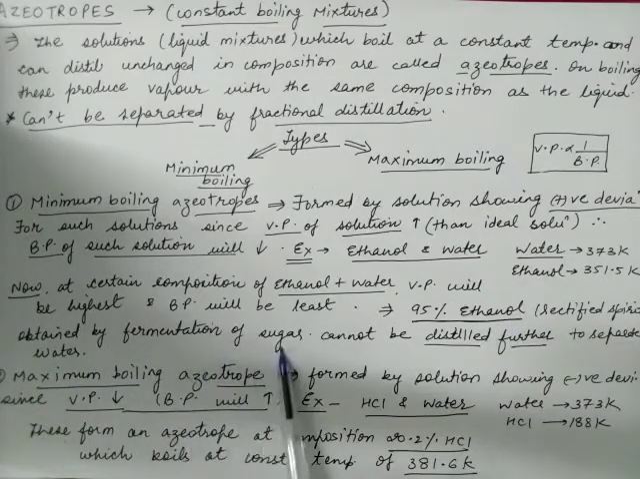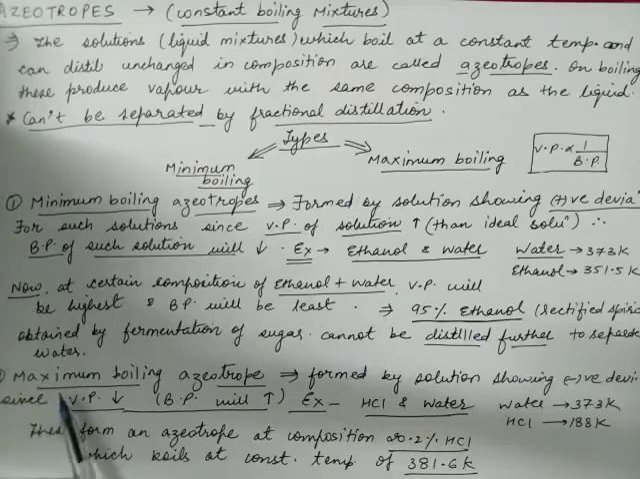Okay, so fermentation of sugar gives both alcohol and water, and if we distill it, water is removed, but that composition can be reached only up to 95% ethanol. Afterwards it cannot be distilled further to separate water. So this is your minimum boiling azeotrope.